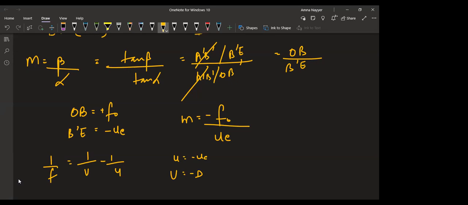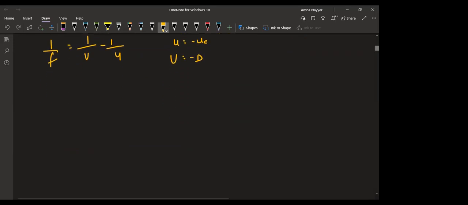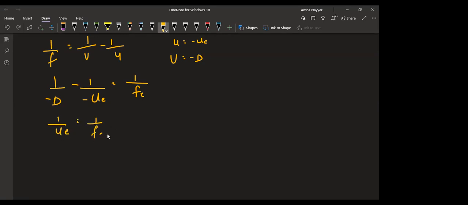So if you have all these terms clearly, 1 by V will simply be 1 by minus D, and minus 1 by U will be written as 1 by minus UE, which will be equal to 1 by FE, focal length of the eyepiece. So you can write 1 by UE as 1 by FE plus 1 by D, or you can take 1 by FE common. If you take 1 by FE common, you are left with 1 plus FE by D.